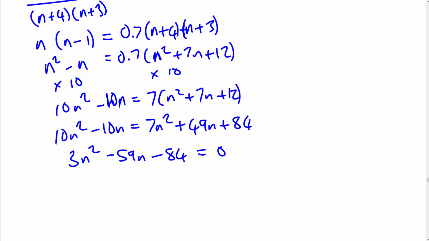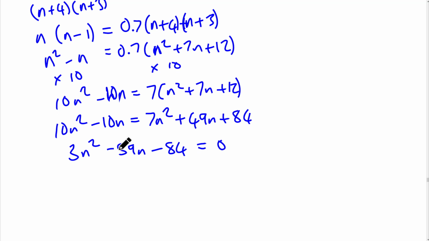Now is that factorizable? Well, we're going to have something times 3 times 84. Those factors are going to be difficult to find to make 59. So let's have a think about that. Right, so if in doubt, use the quadratic formula. It might be easier to do this if you can't factorise. But it's a non-calculator paper, so you should be able to factorise.